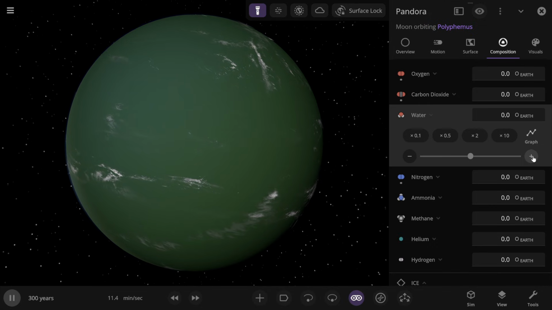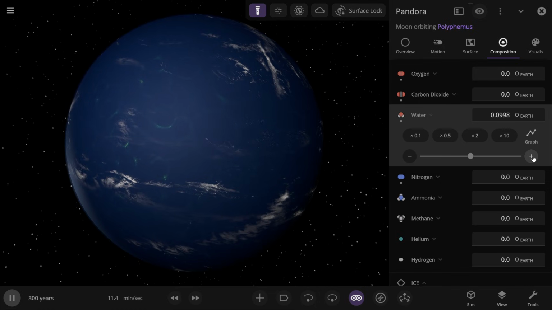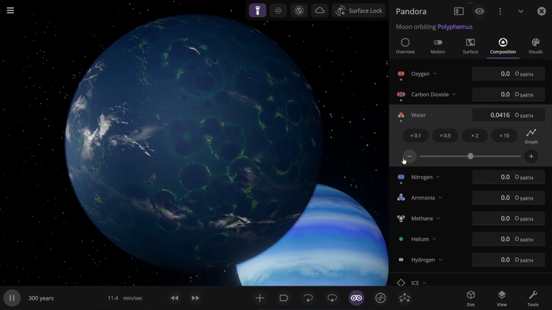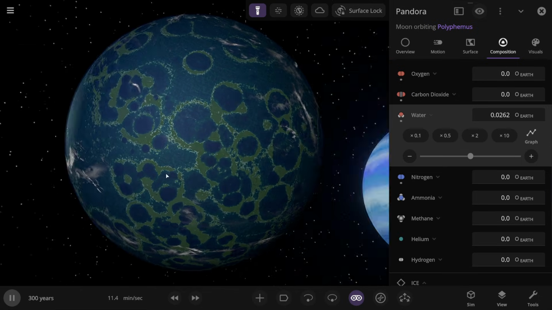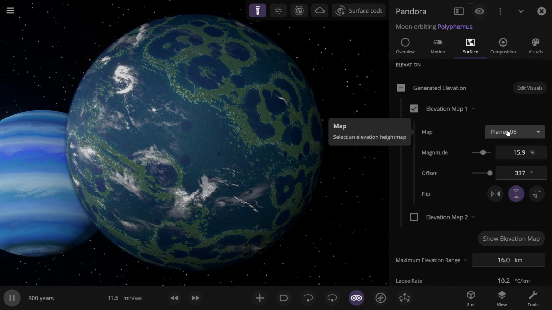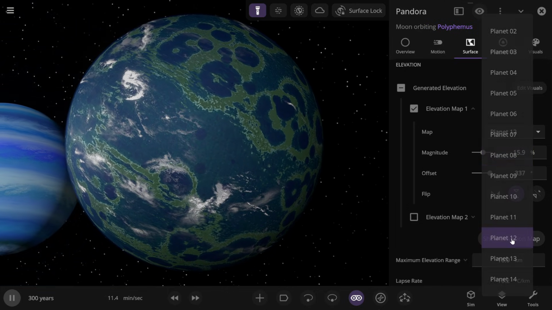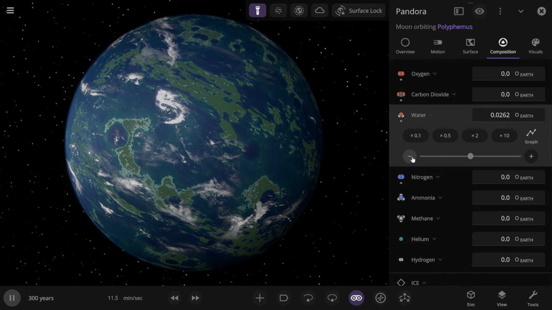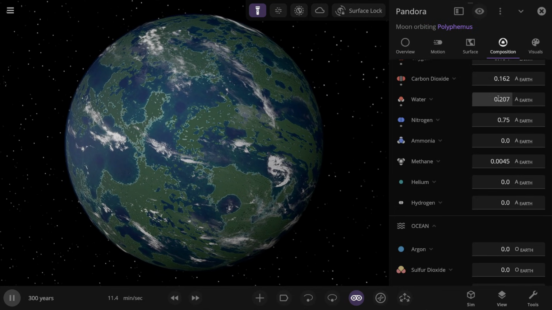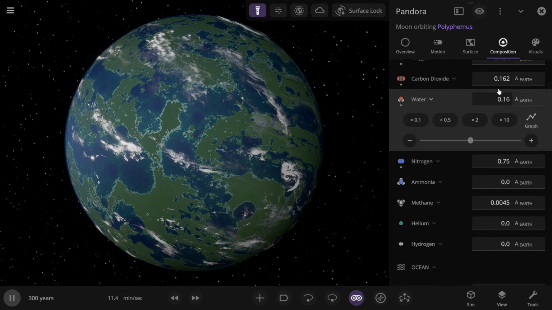I'll try to add it through the composition. Whoa, it flooded everything right away. And here we see it's not working quite right. Let's try reducing this value. I'll lower the sea level, and the elevation map visual doesn't look very good. I need to change it. Here you can take and set, for example, planet 12. I'll try using that. And now I'll reduce the water level. Let's leave it like this for now. I see a lot of water has gone into the atmosphere, I'll remove it from there. Although it comes right back.